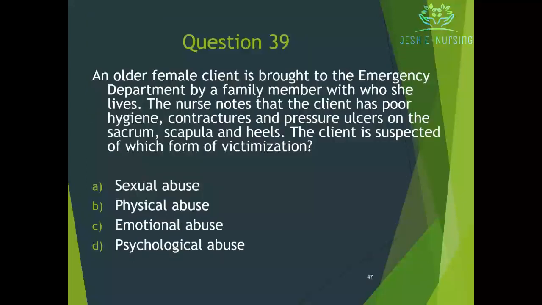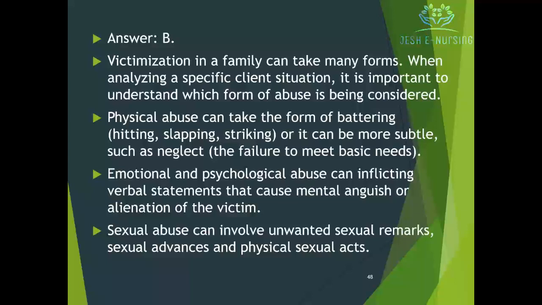Question number 39. An older female client is brought to the emergency department by a family member with whom she lives. The nurse notes that the client has poor hygiene, contractures and pressure ulcers on the sacrum, scapula and heels. The client is suspected of which form of victimization? Answer is B. Physical abuse.